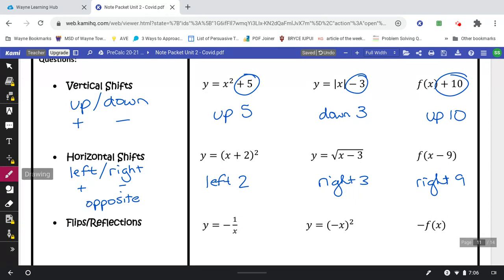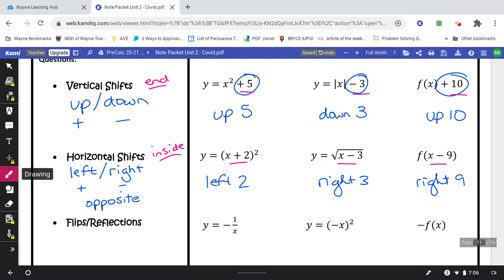So just a quick difference between the vertical shifts and the horizontal shifts. These vertical shifts are kind of at the end of the problem. And then these horizontal shifts I like to describe as being inside. So it's inside the parentheses, inside the square root bar, inside the parentheses. So either at the end or inside.